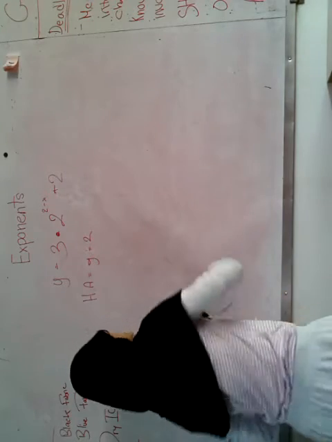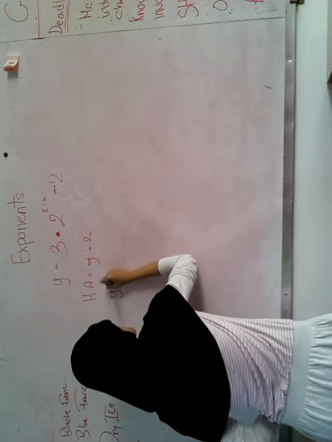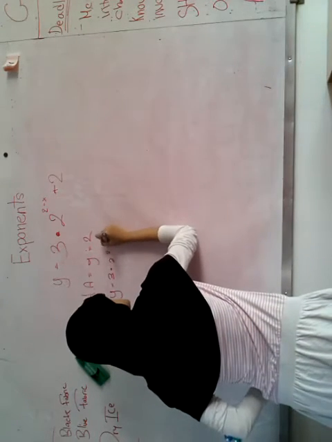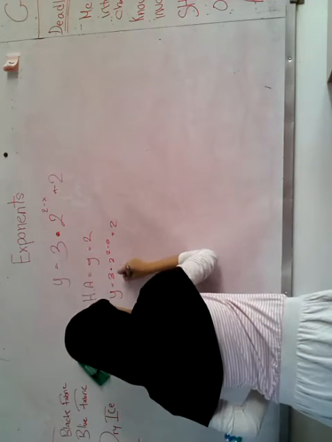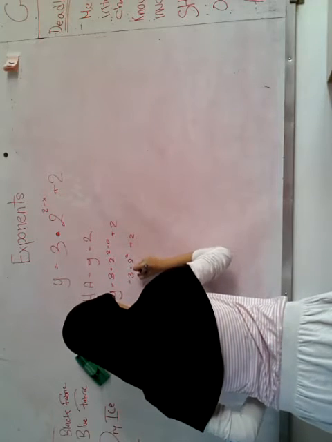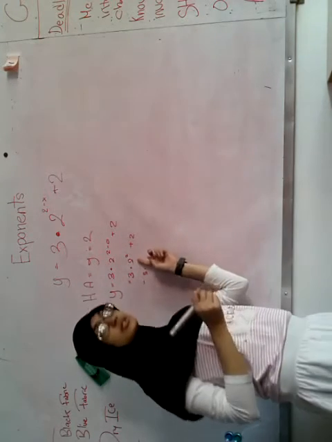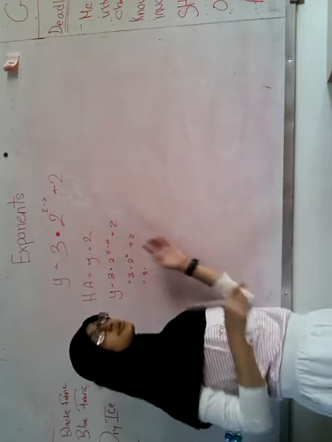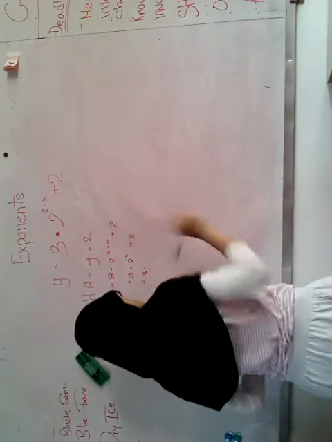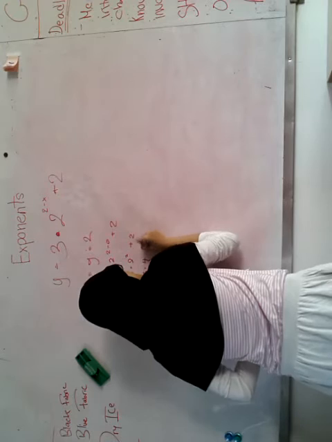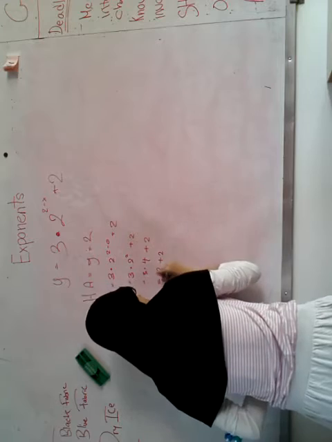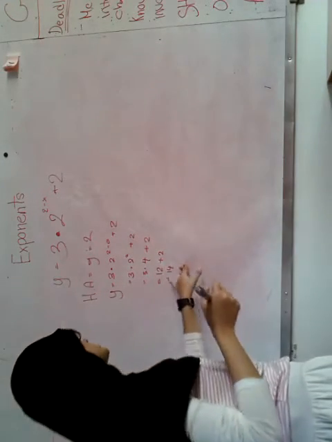Now the second step is finding the y-intercept. In the equation, replace x with 0. So 2 minus 0 plus 2. What is 2 minus 0? 2. So 3 times 2 to the power of 2 plus 2. This is evaluating the power. 2 to the power of 2 is 2 times 2, which is 4. So 3 times 4 is 12, plus 2, that's 14. Now that's your y-intercept. Keep it there.